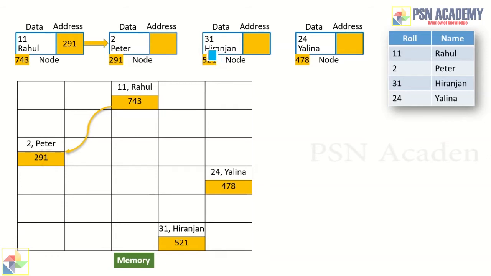Similarly, we put the address 521 over here so that the second node gets linked to the third node like this. And the same way, 478 will be placed here and the third node gets linked to the fourth node like this.